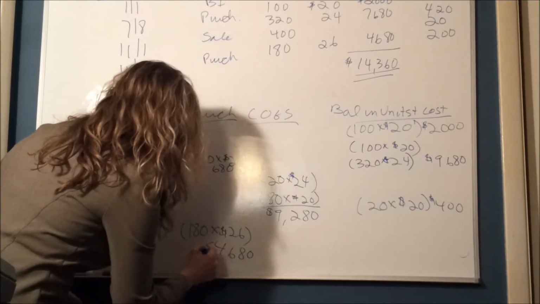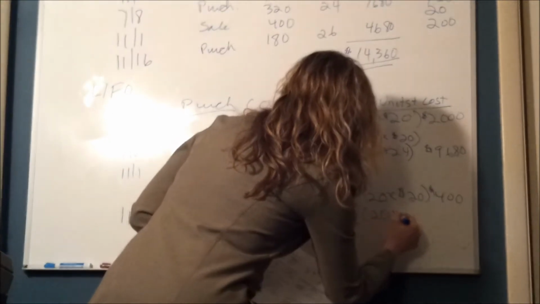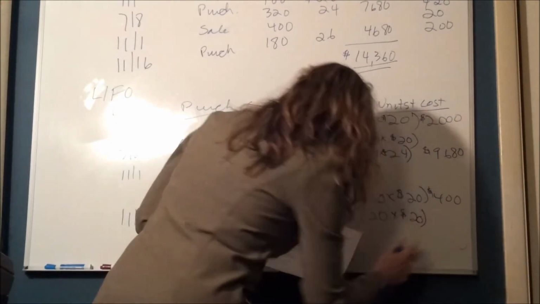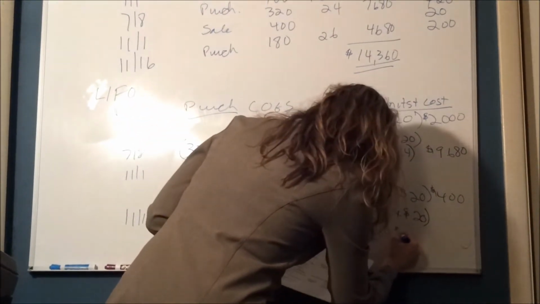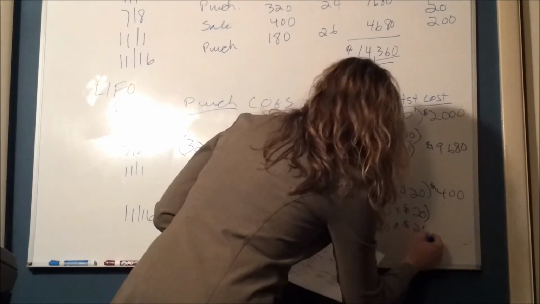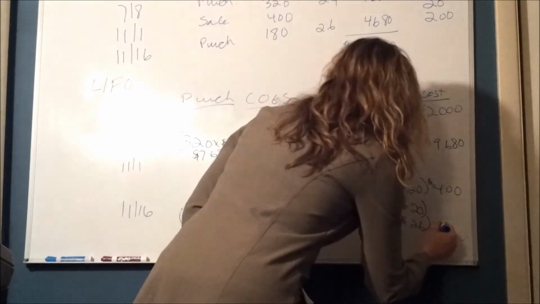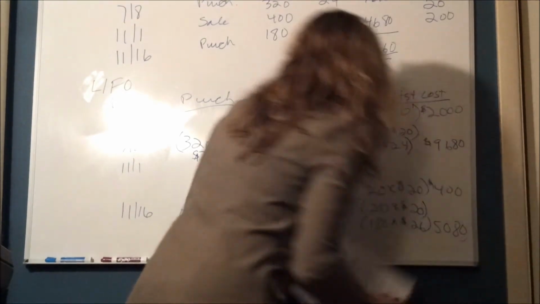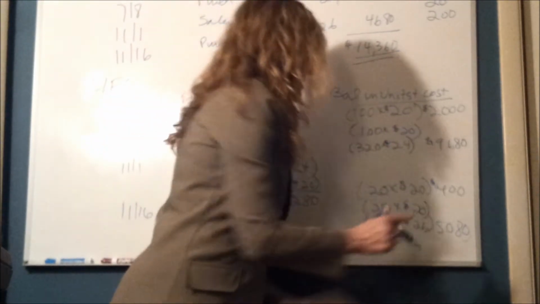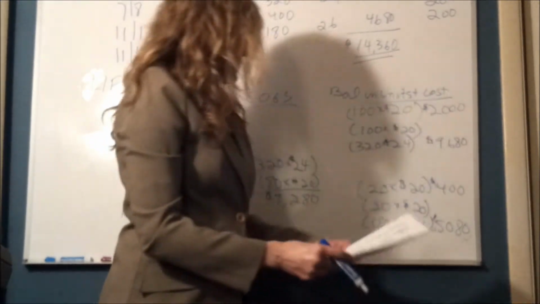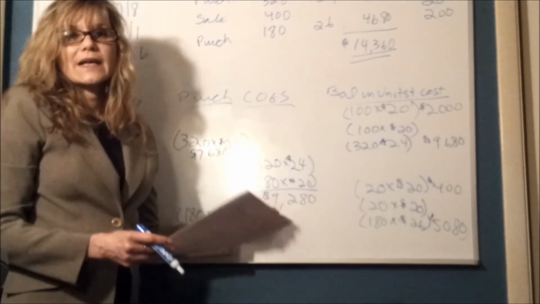So now let's look at our ending inventory. We have our 20 items at $20 an item, and we also have our 180 items at $26 an item. So the total we have in our ending inventory, if you add these two together, the 400 plus the $4,680, is $5,080. So our ending inventory is $5,080. Our cost of goods sold is $9,280.